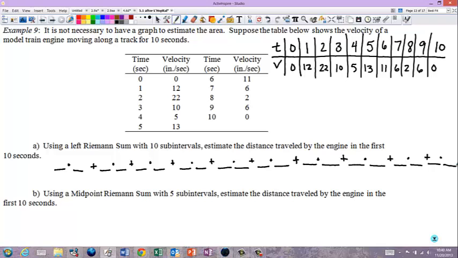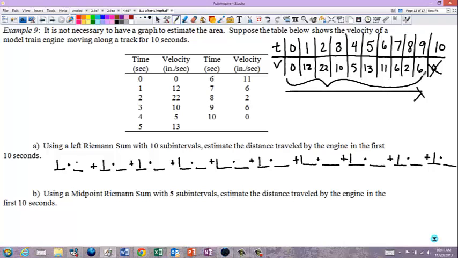Okay? The distance between 0 and 1 is 1, between 1 and 2 is 1, between 2 and 3 is 1, between 3 and 4 is 1, all the way out. So all of my widths are going to be 1. If it's a left Riemann sum, I start from the left and go all the way over, and I knock out the right. These values here are what goes in my little blanks: 0, 12, 22, 10, 5, 13, 11, 6, 2, and 6.